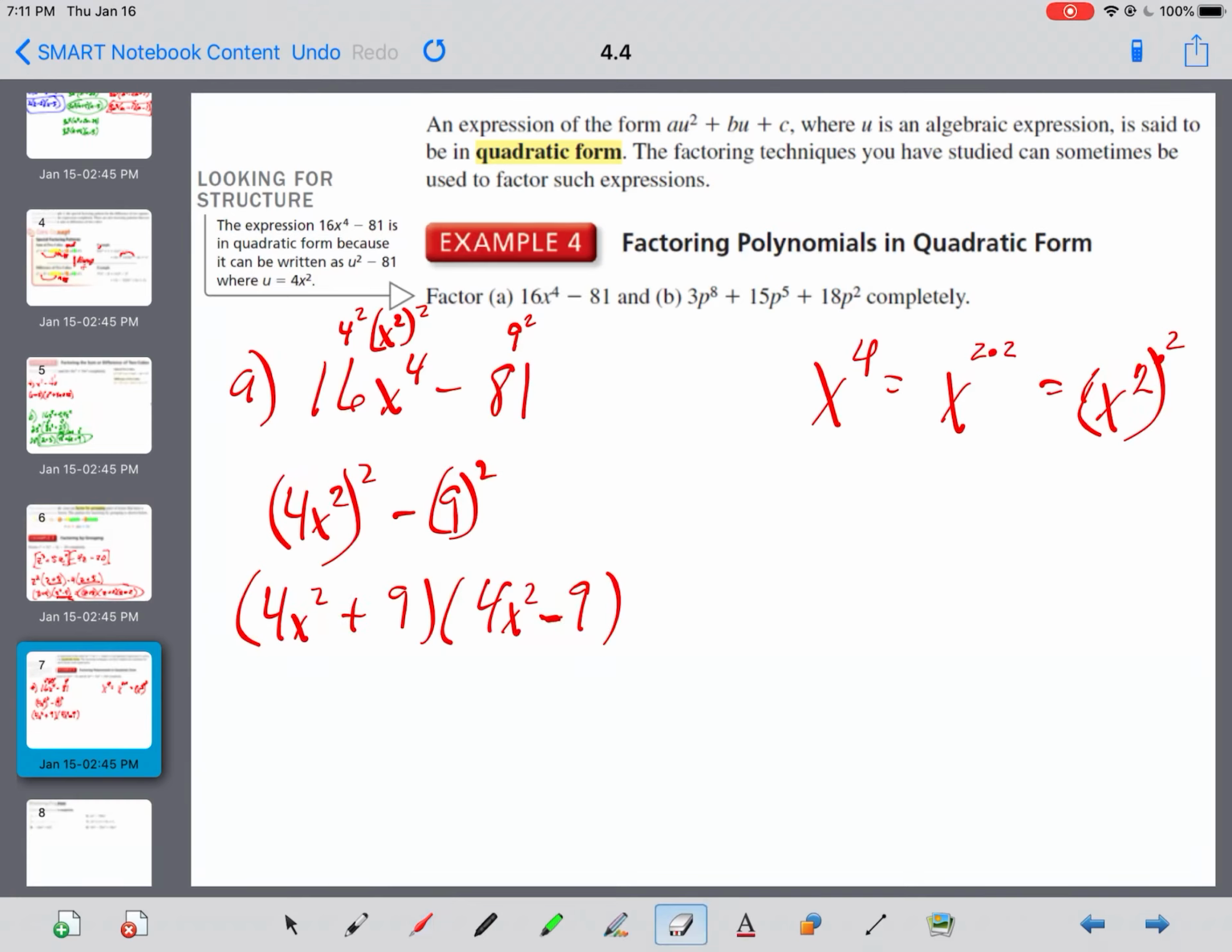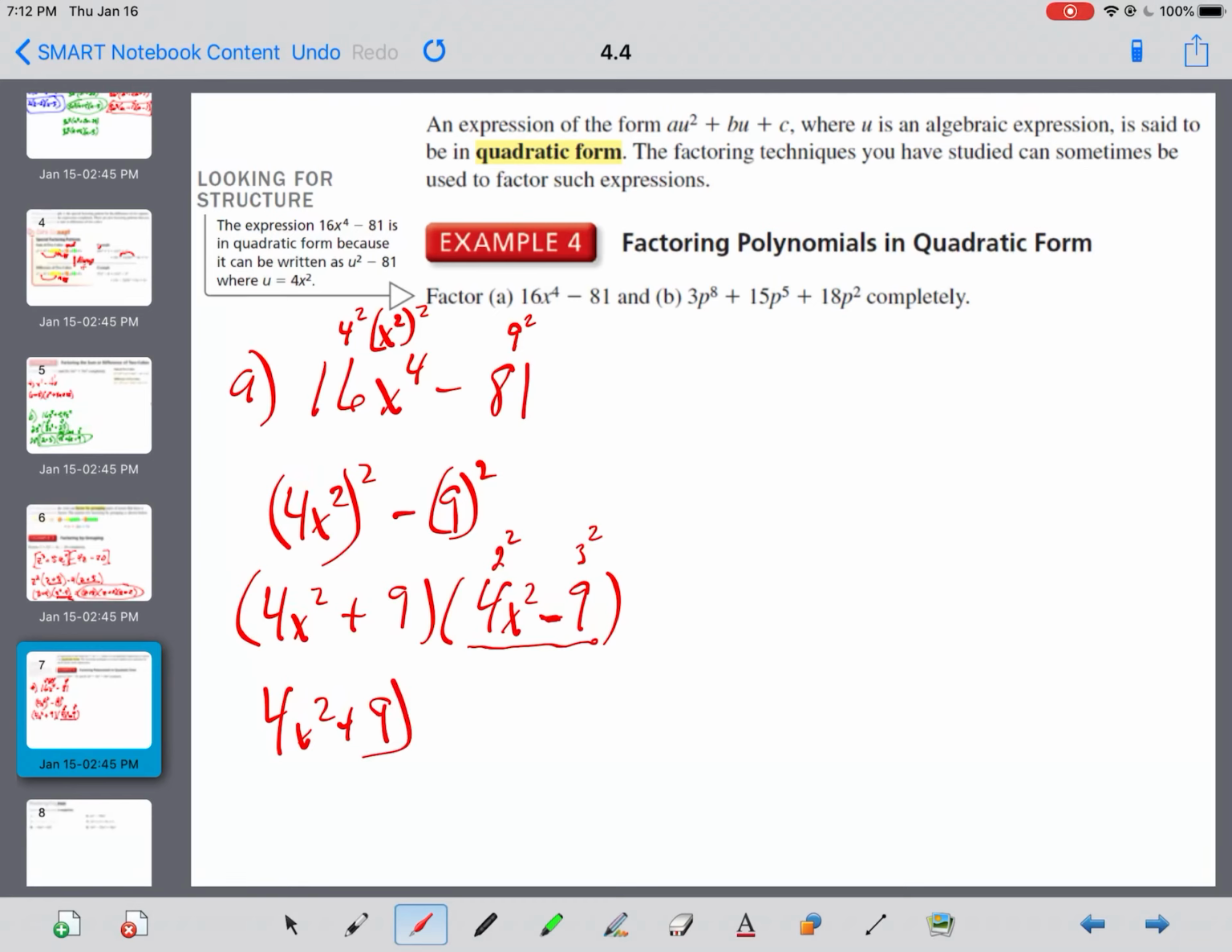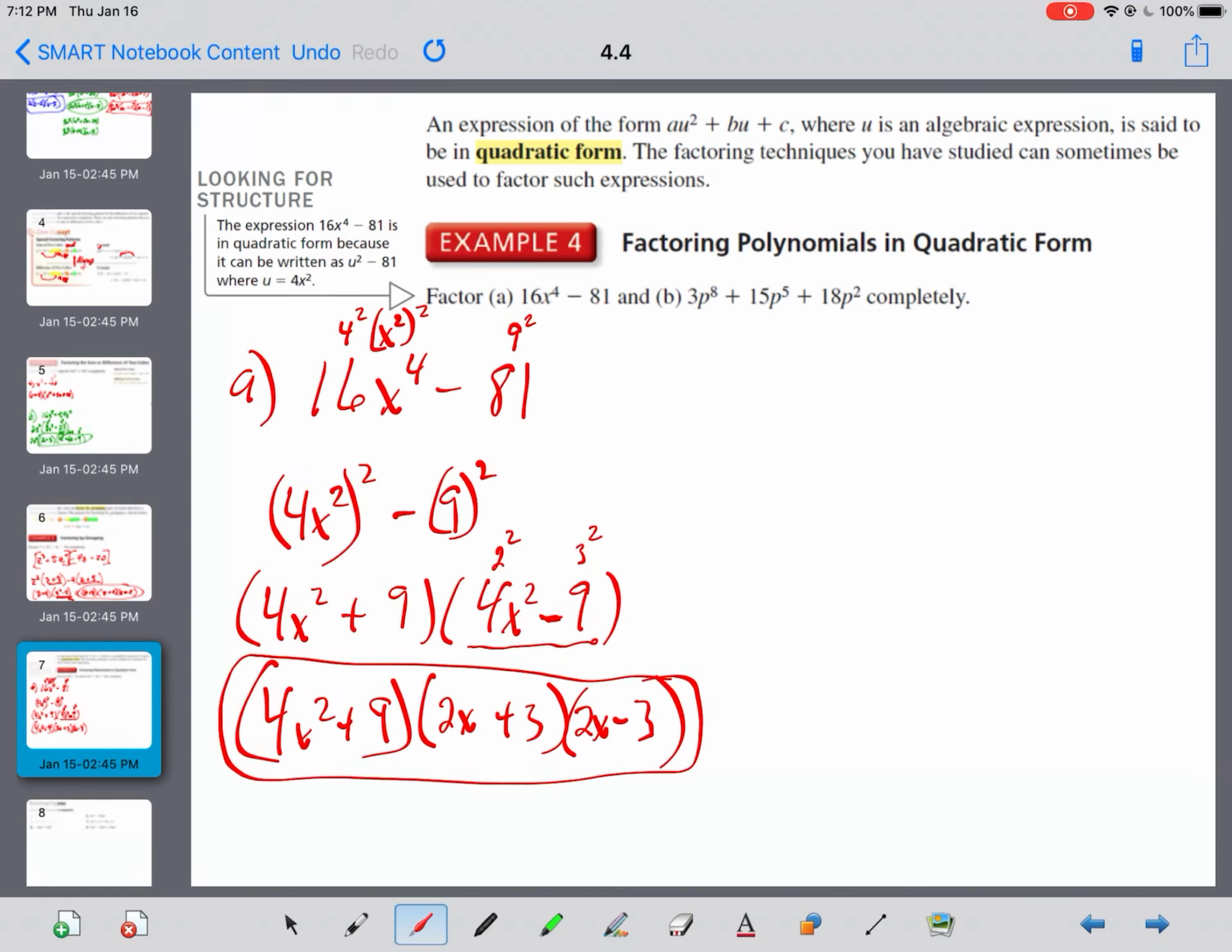One's plus, one's minus. And at first glance, it looks like I'm finished. I did my factoring, right? But this one is also a difference of squares because 4 is 2 squared and 9 is 3 squared. Sum of squares doesn't do anything. So 4x squared plus 9, that one's done. But the difference of squares can separate. I can make this a 2x in each. I can make it a 3 in each. One's plus, one's minus. And we get to the end.